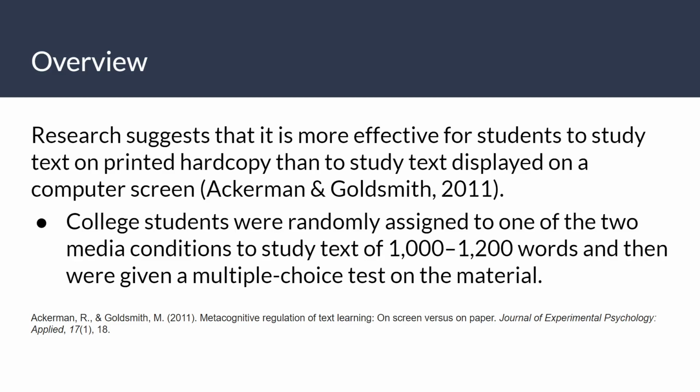Now, in order for them to prove this, college students were randomly assigned to one of the two media conditions to study the text of 1,000 to 1,200 words, and then they were given a multiple choice test on the material. So basically, like what you learned in the previous topic, we have a manipulation and we have two treatment conditions, the hard copy version and the soft copy version.